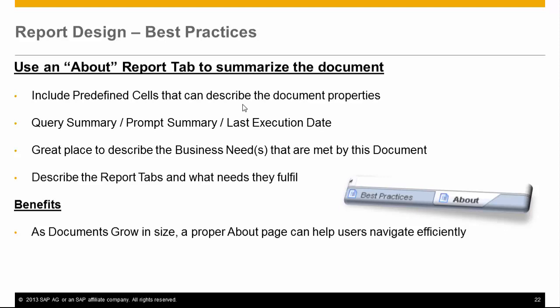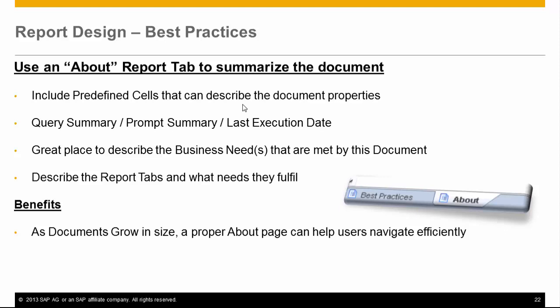So the About tab is also a great place for you to flesh out your business needs and tell the end users, hey, this is the purpose of this document. It's meant to cover X, Y, Z, and maybe talk about the different report tabs that you have. This tab covers employees by region, and this one breaks it down to city, and allows you to actually flesh out what the report is and how to use it. So really the benefit of this, as a document grows, is the About page can really help users navigate it more efficiently.